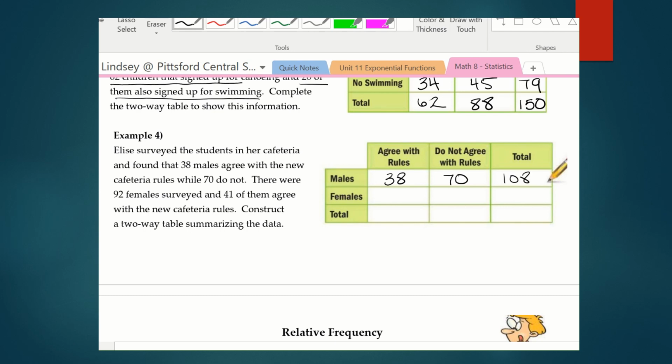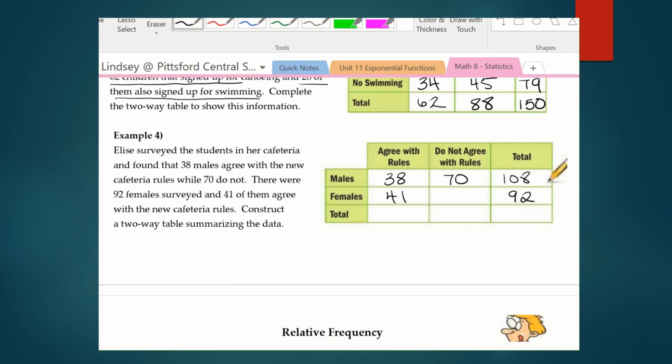There were 92 females surveyed. That tells us nothing about them agreeing or disagreeing with the rules. We just know that 92 females were surveyed, and 41 of them agree with the new cafeteria rules. So females that agree, 41. We're going to construct the two-way table summarizing the data. So now we're going to fill in the rest here.